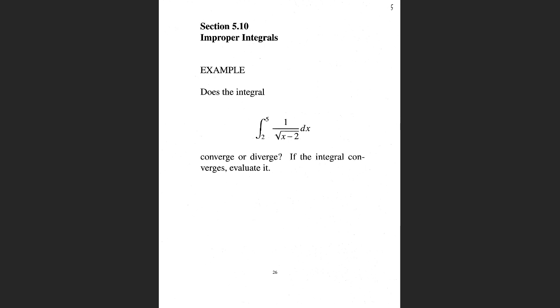Okay, so this integral, we do have finite limits, 2 and 5. You know what I mean, the number on the bottom and the top, the limits are finite. But yet, this is an improper integral. What's the problem here? Why is this an improper integral instead of a proper integral?